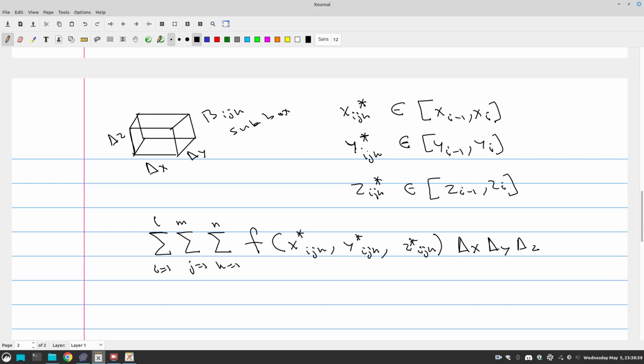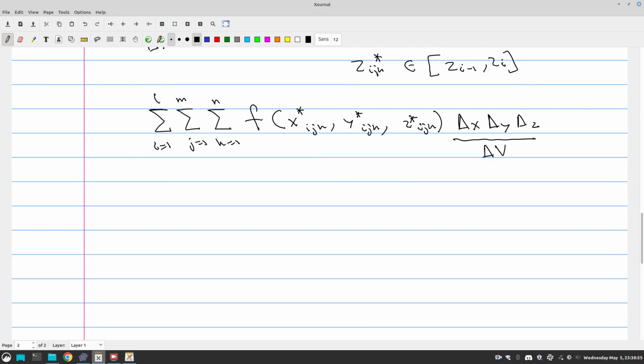I mean, of course, we write it as delta V. And by delta V, I mean the volume of the B_ijk subbox. And now let's define the triple integral over the entire subbox. Let's call it B, the subbox B. Define the triple integral.